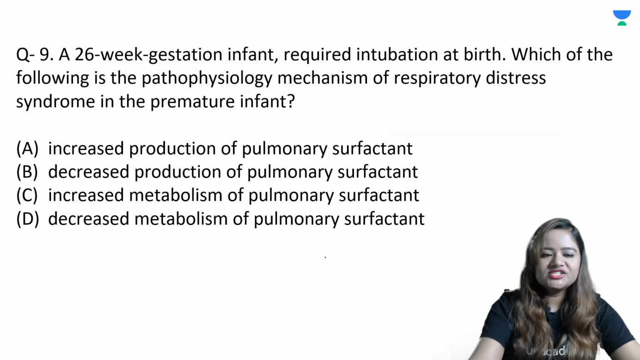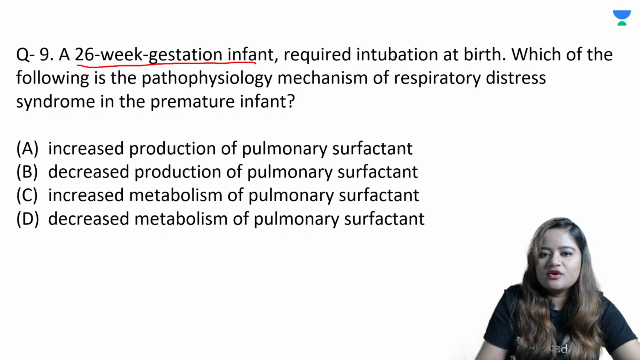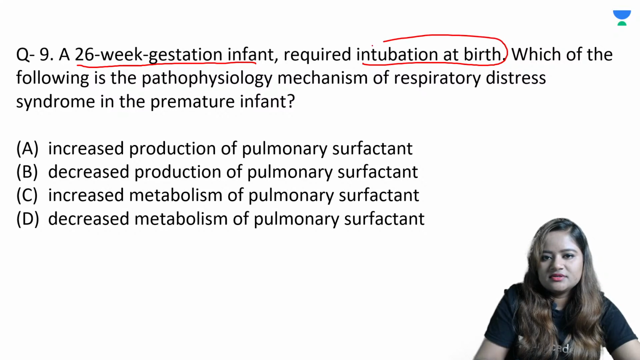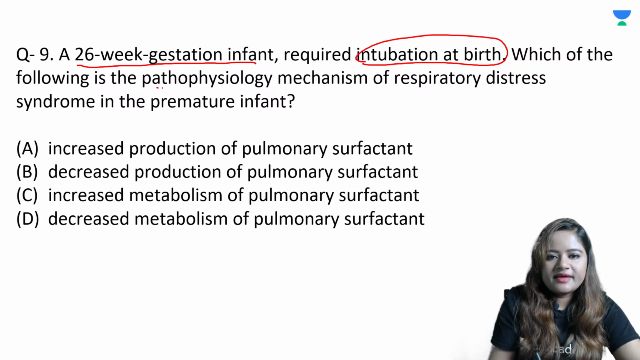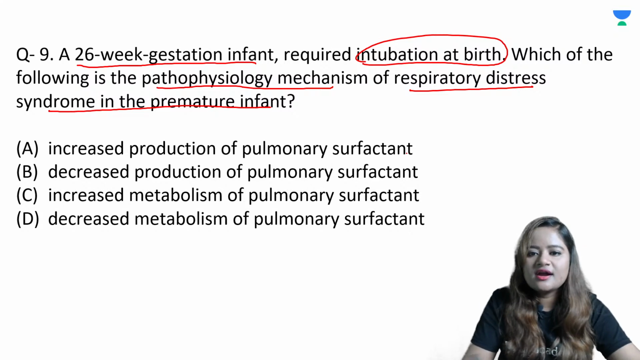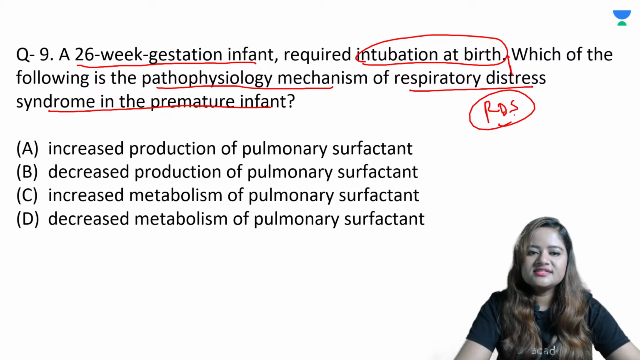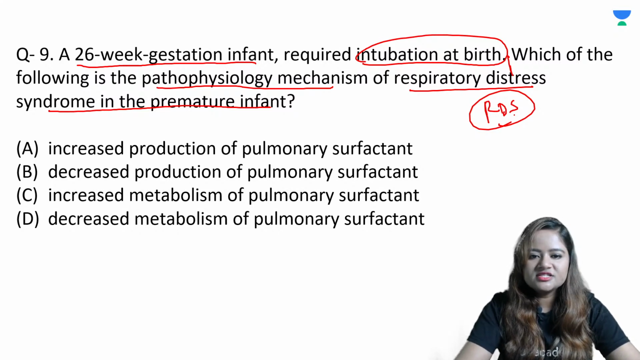Okay, question number 9. A 26-week gestation infant required intubation at birth. Which of the following is the pathophysiological mechanism of respiratory distress syndrome in a premature baby? So, a very simple question. What is the pathophysiology in RDS? What causes RDS? That is all the question is asking you. Is it increased production of surfactant, decreased production of surfactant, increased metabolism of surfactant, decreased metabolism of surfactant?